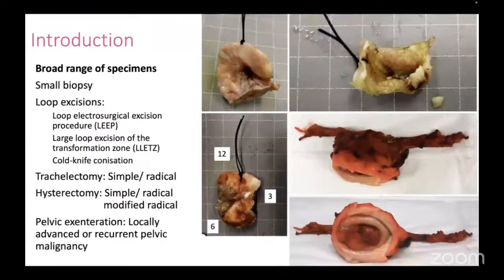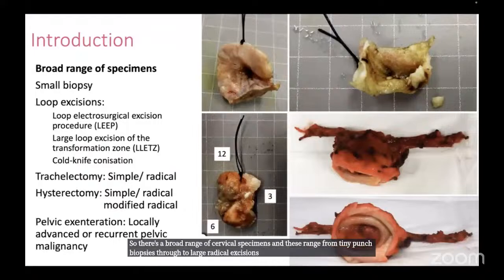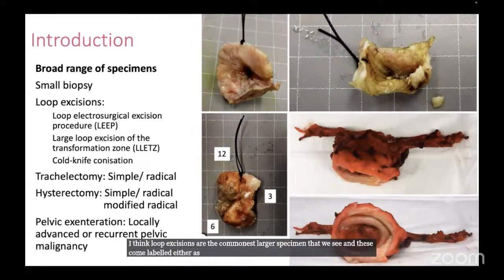So there's a broad range of cervical specimens, and these range from tiny punch biopsies through to large radical excisions. And unfortunately, there's also a variety of methods for handling these macroscopically. I think loop excisions are the commonest, largest specimen that we see, and these come labelled either as a LEEP or a LETS, which are essentially synonymous terms that imply that the excision has been performed using a wire loop that simultaneously cuts and cauterizes the cervical tissue.